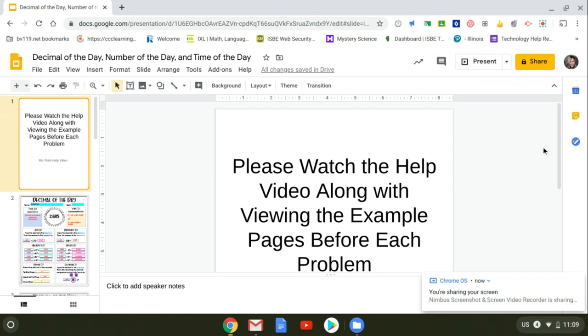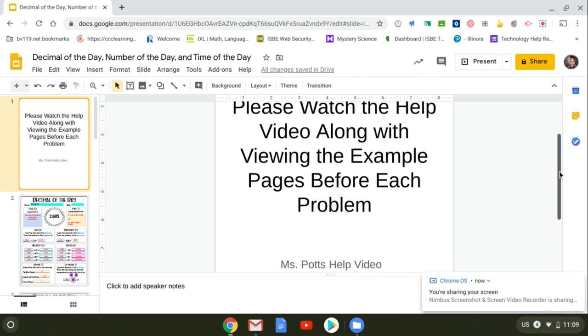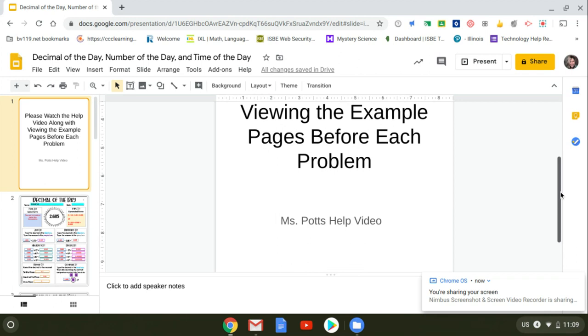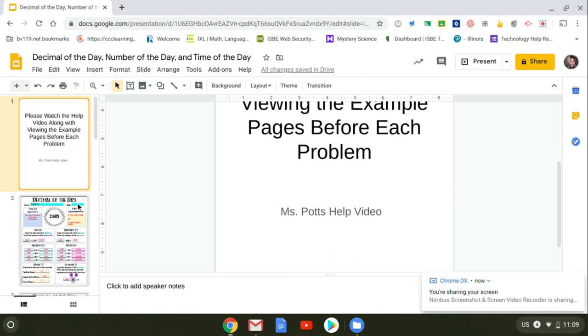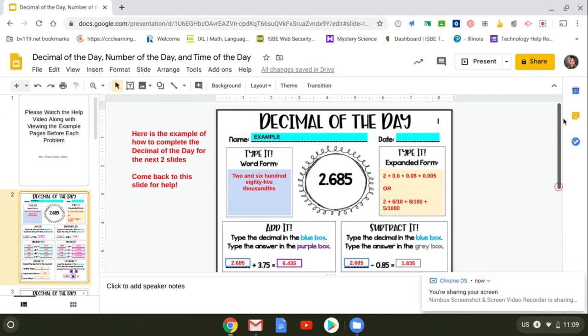So the first slide, of course, is telling you to please make sure you're watching the video and you're going to look at the example pages before you actually complete the work yourself. So with that being said, let me show you what I mean by that. So this is the example page I created for decimal of the day. And if you look over here, it tells you here is an example of how to complete the decimal of the day for the next two slides. So you're going to come back to this slide for help if you get into trouble or you're not for sure what to do. The next two slides after this one will all be on decimal of the day.